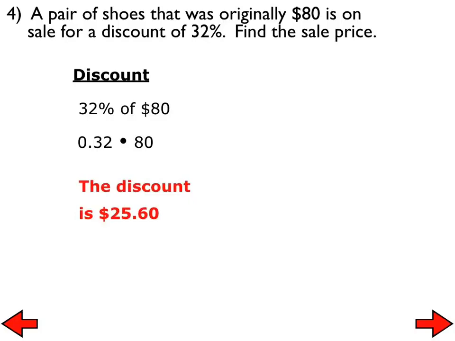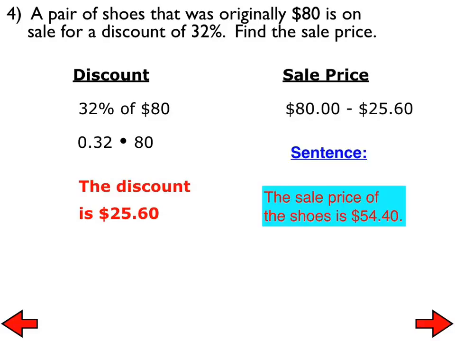Excellent. And then I subtracted 80 by $25.60 and got $54.40. Good. So the sales price is $54.40. Great. This one says it's on sale, so you, as the customer, are paying less money, which means you have to subtract as your last step. It was $80, and you're saving $25.60, so after you subtract that away, you're only paying $54.40.